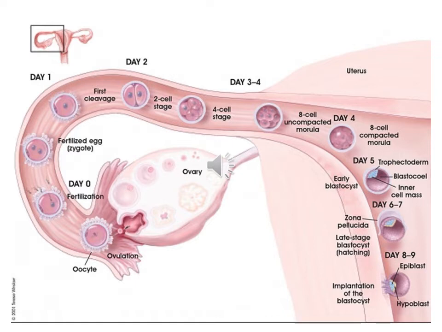Once it gets buried, what happens? Implantation takes place, chorionic villi are formed, and at that time the hormone HCG is secreted. I told you the significance of HCG. The secretion of HCG gives a signal to the corpus luteum. Near about 10 days after fertilization, implantation is completed.